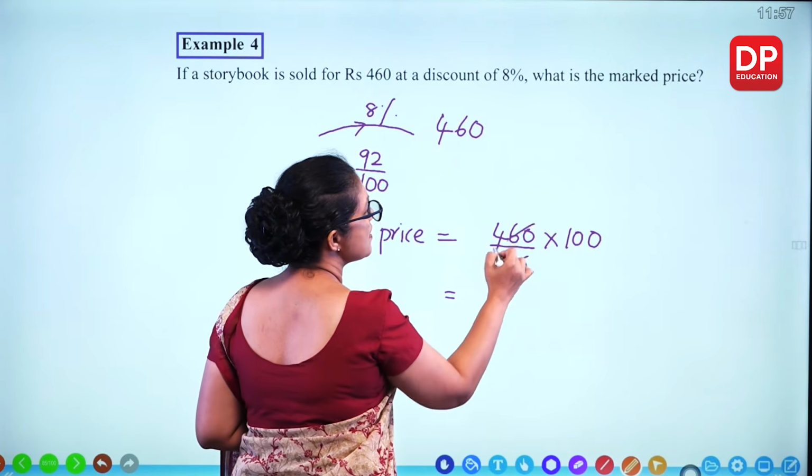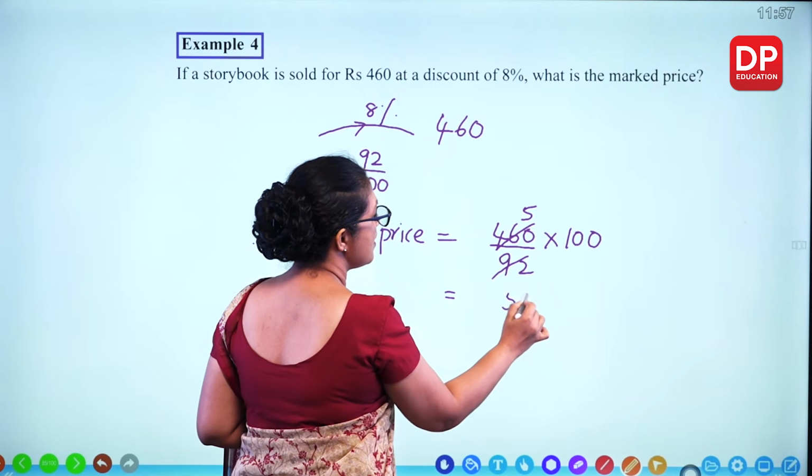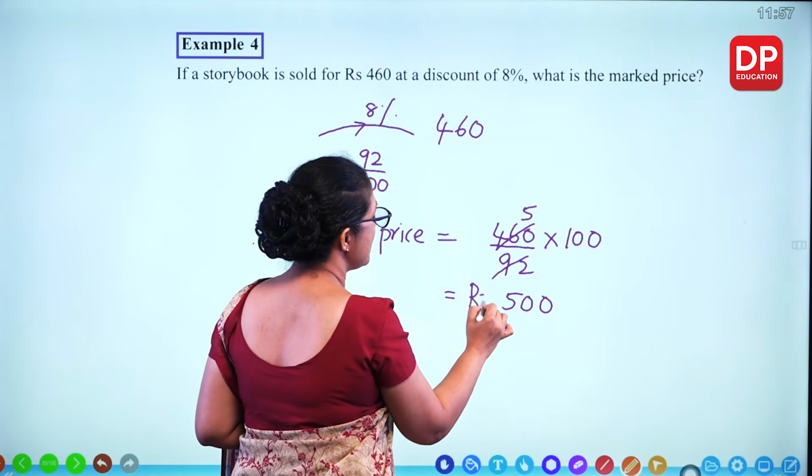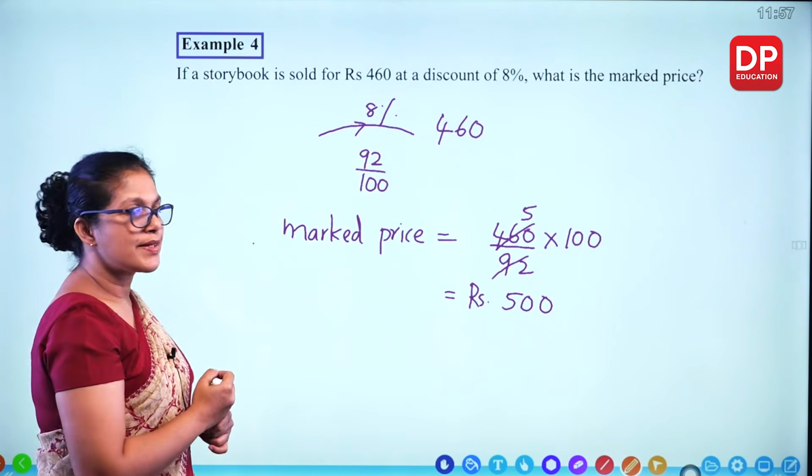This is 5 times this. 5 times 100, 500 rupees is the marked price.